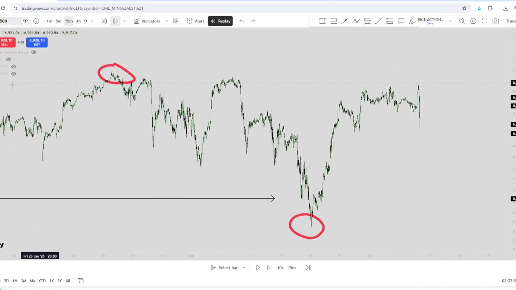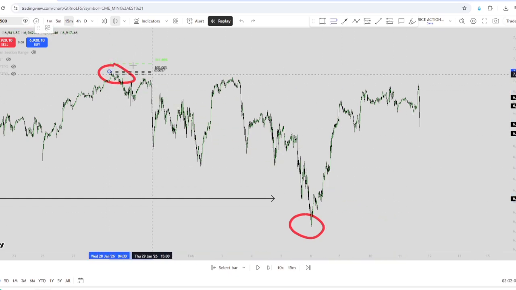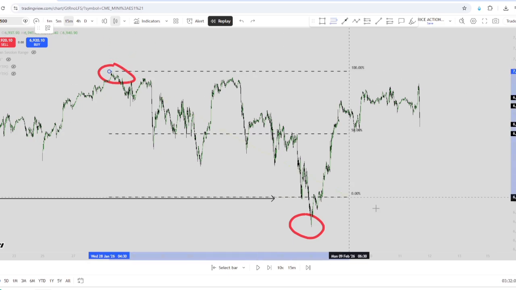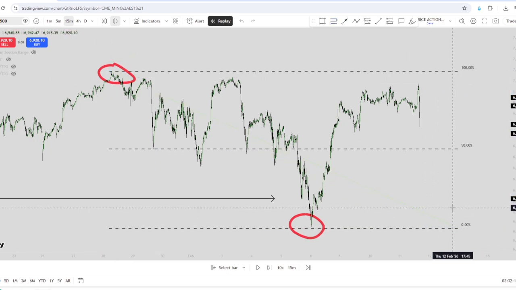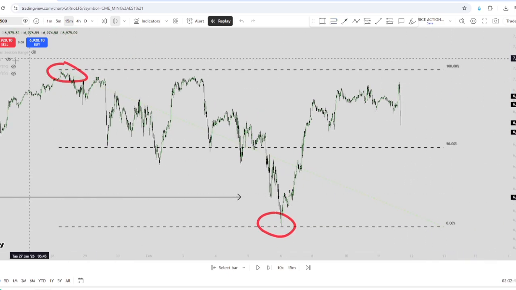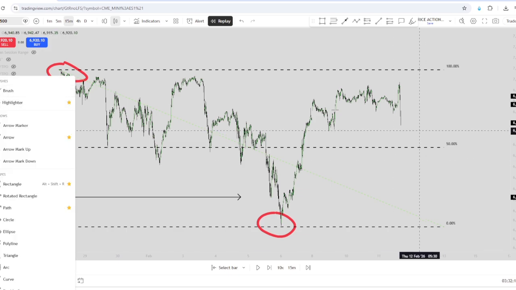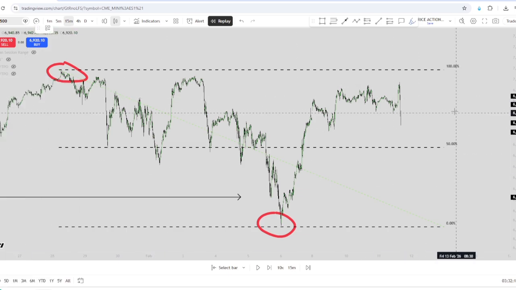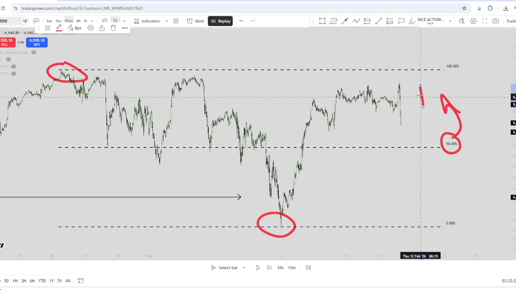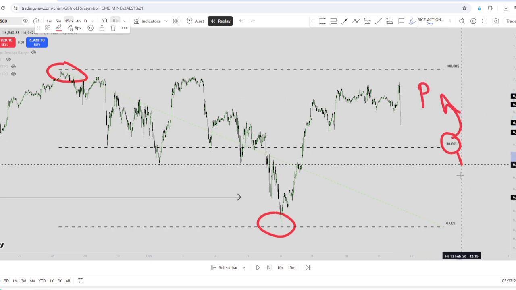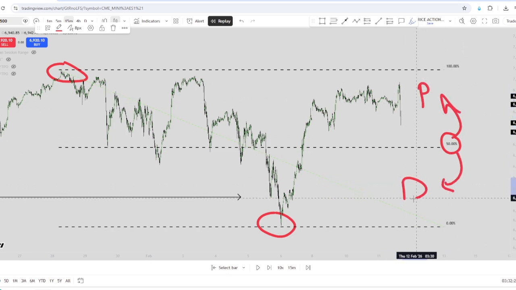Now, how do we do that once we have our structure and dealing range? Well, we have our market structure high and our market structure low, so we just project the fib from the high down to the low. Once we've established this in terms of premium and discount, we are looking for this 50% area. Anything above translates into a premium, anything below translates into a discount.